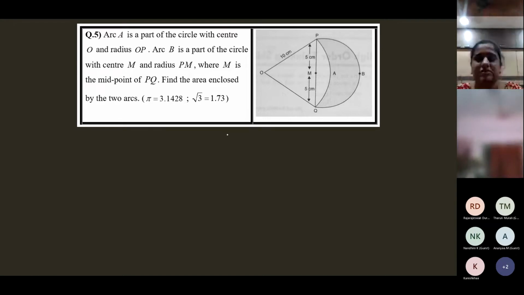So area of the semicircle is half of pi r square, where r is 5. So find the area of the semicircle, and from that, take away the area of the segment. You will get the area of this region.